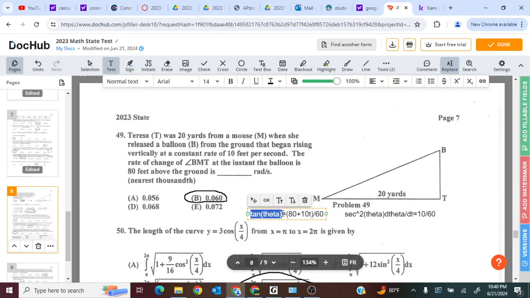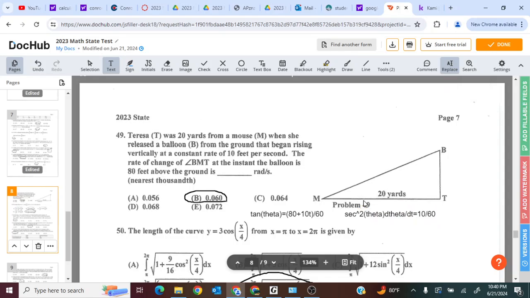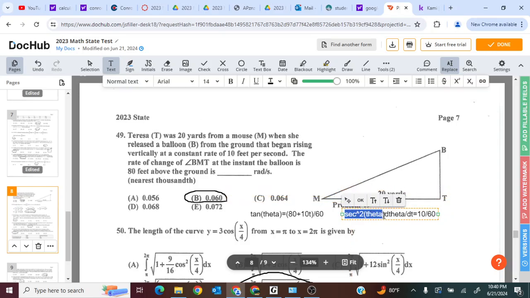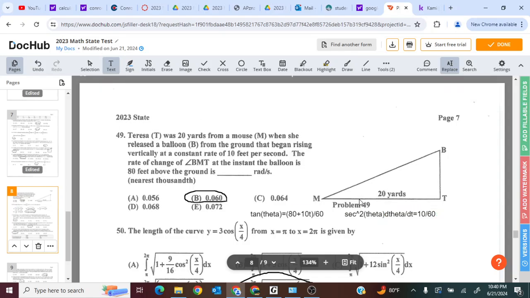How you do that is derivative of tangent of theta, secant squared of theta, d theta over dt, because you're differentiating with respect to t, not theta, is equal to, by distributive property, 4 over 3 plus t over 6. The 4 over 3 dies. Then the t is differentiated, so it's equal to 10 over 60. And then you can figure out your theta by tangent inverse of opposite over adjacent. That's your angle right now. Then plug that in, and you'll find d theta dt, which is 0.060.